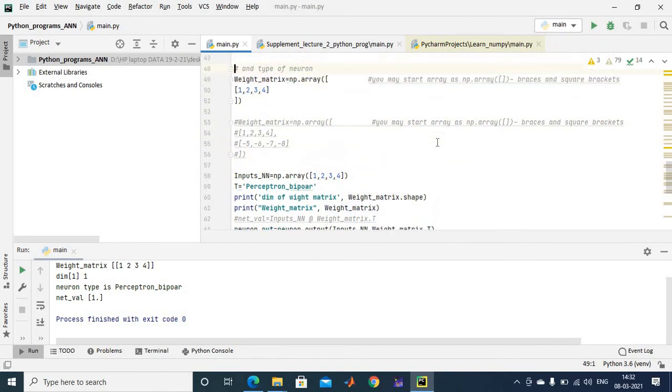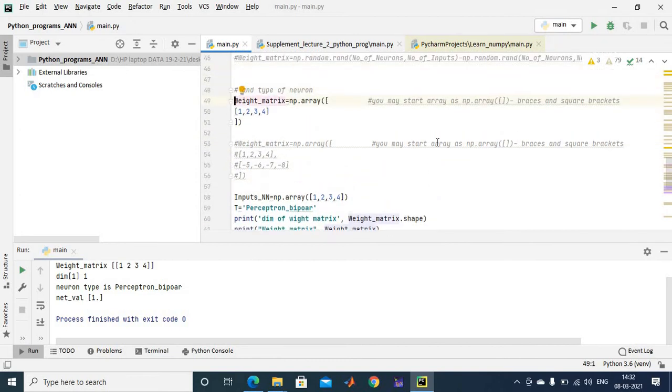We are going for a very simple one. Let's say we have only one neuron fed by four inputs. The input values, if you see, are 1, 2, 3, and 4. These are the four values input to the neural network, which consists of only one neuron. And since it is only one neuron, it will be a matrix having only one row. This is again 1, 2, 3, 4, so this is one row. This is what we have as an input, and this is the weight matrix.